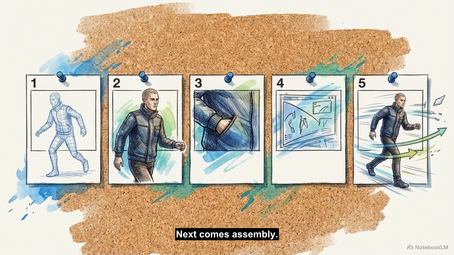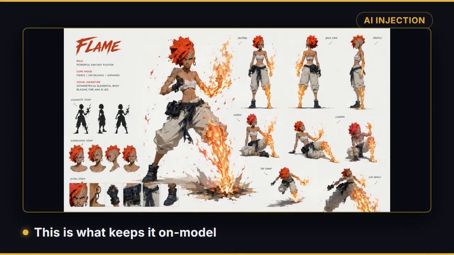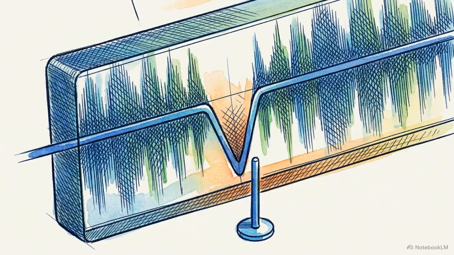Next comes assembly. Because the shot order was decided during the planning phase, you simply drop your curated clips onto the timeline in the exact sequence of your storyboard. You trim out the weak frames, layer in your voiceover, and drop the volume of the background music so it sits comfortably beneath the narration.